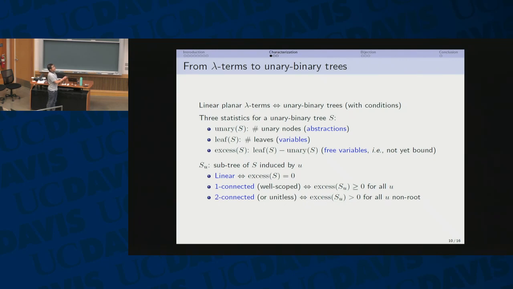Okay, now we can describe all the families, one connected, two connected, etc., using this excess. A term is linear, meaning that we have the same number of variables and abstractions, so its excess is 0. A term is one connected, so well-scoped, if for each subtree the excess is positive. This simply means that each abstraction will have a chance to capture some variables. Two connected means that there is no closed subterm, which means that for all proper subtrees, the excess is strictly positive. So we see that the properties one connected and two connected are easily described by excesses.